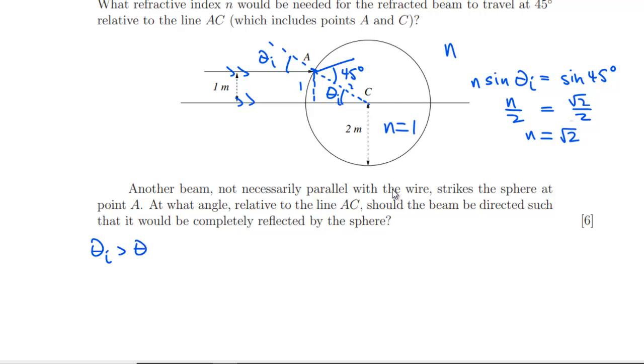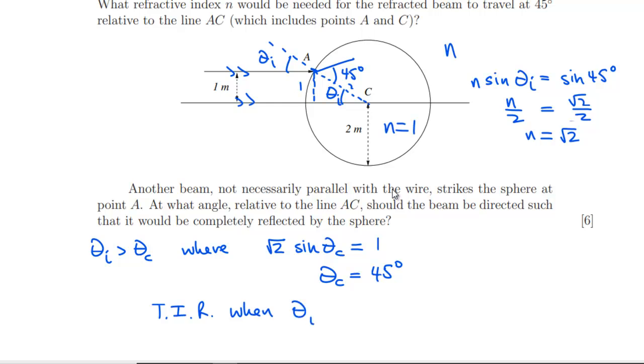So we want theta I to be greater than theta C, where for theta C, we've got the n, which is root 2. Sine theta C has got to be equal to n, which is 1, times sine 90, which is 1. So that's got to be equal to 1. So theta C is going to be inverse sine 1 over root 2, so that's 45 degrees. So we're going to get total internal reflection when the angle of incidence is greater than 45 degrees. Right, that was a quick finish on that one.